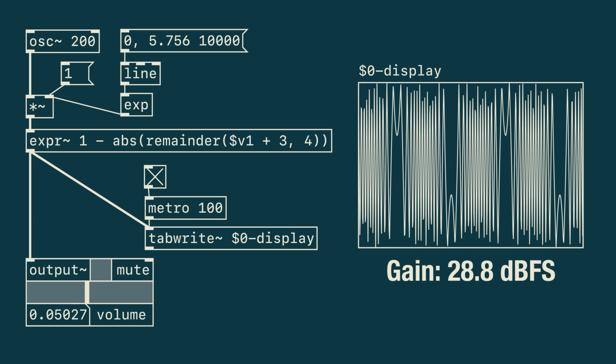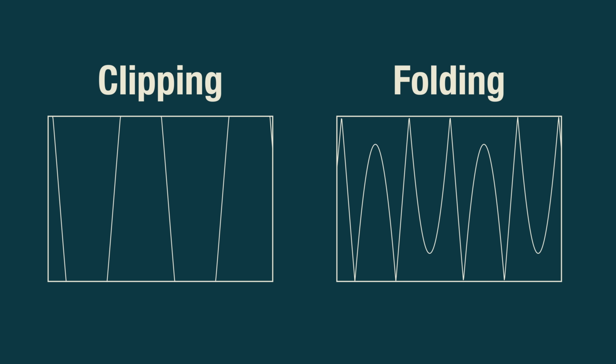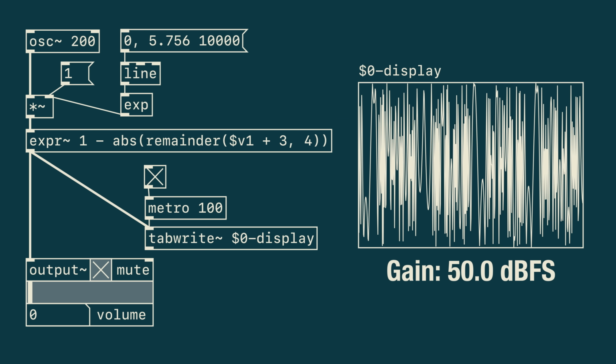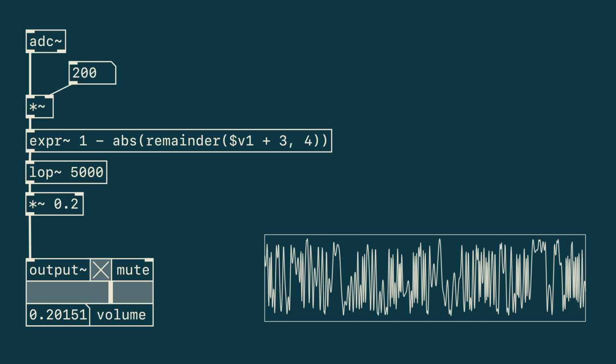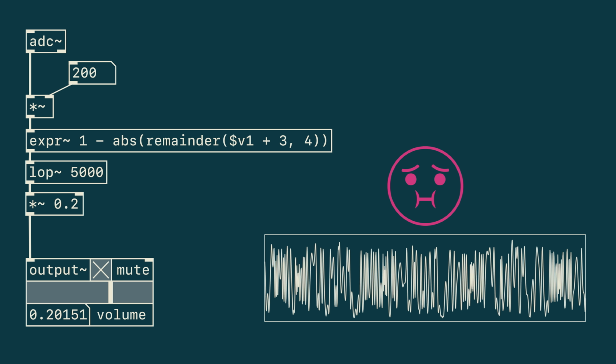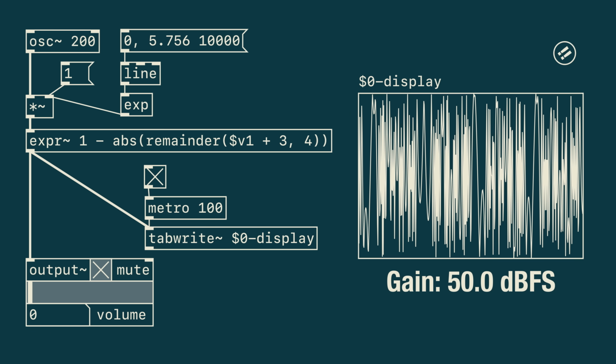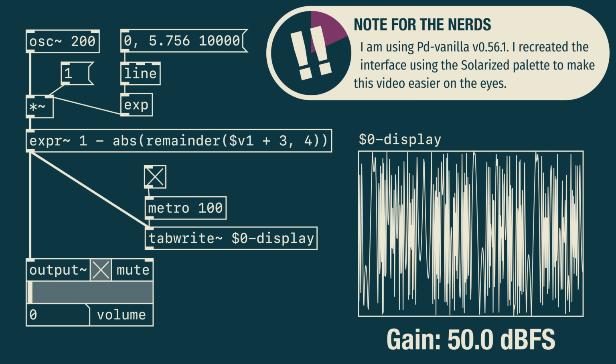This is what happens when you fold waveform peaks instead of clipping them. I applied 50 decibels of gain beyond full scale to a sine wave. It sounds interesting, but my other experiments with extreme wavefolding had mixed results. I built this folding patch in Pure Data, a free open-source visual programming language.